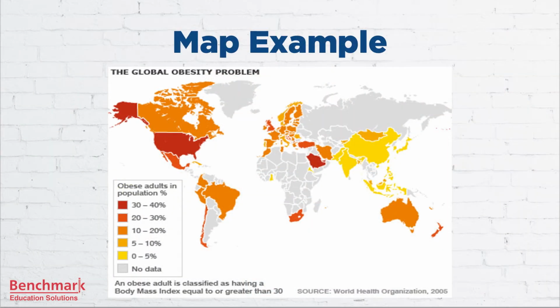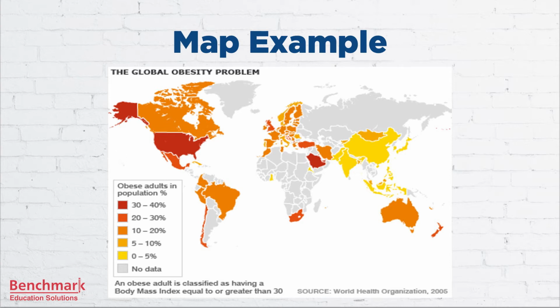What did you come up with? Here's a sample answer. This map shows the global obesity problem. Although there are large parts of the world where no data is available, it's easy to see that this is a widespread problem.